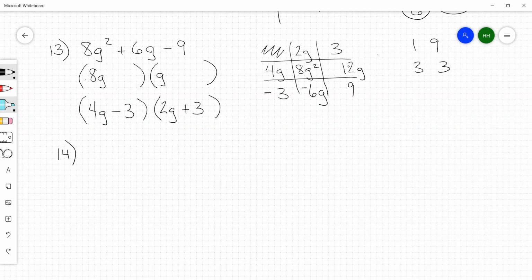16x squared minus 32x plus 16. All right, I'm glancing at it. First term's a perfect square, last term's a perfect square, and I got a minus plus situation. So that's a shortcut. Talked about it yesterday. This is (4x minus 4) squared.